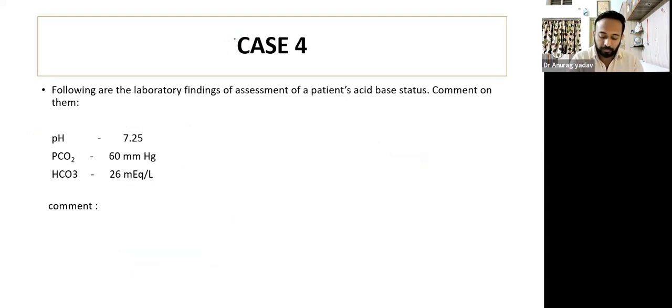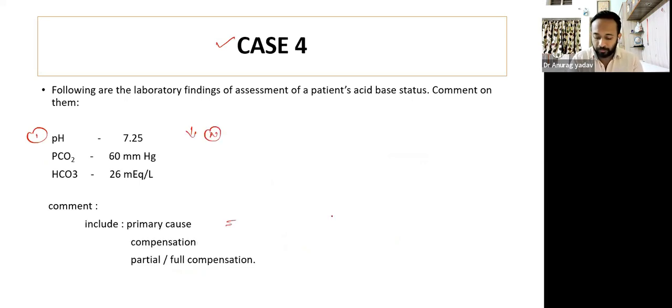Now the fourth case. If you see the first, pH 7.25, it is less than normal. So what condition do we call it? Acidosis. Third, you see the bicarbonate levels. What are the bicarbonate levels? It's in the normal range.